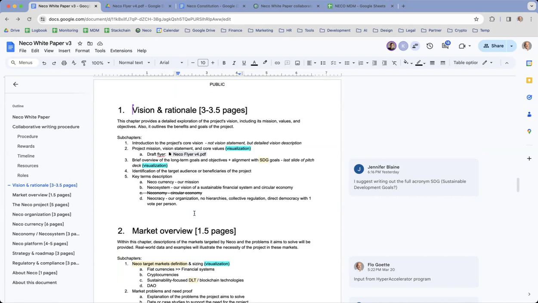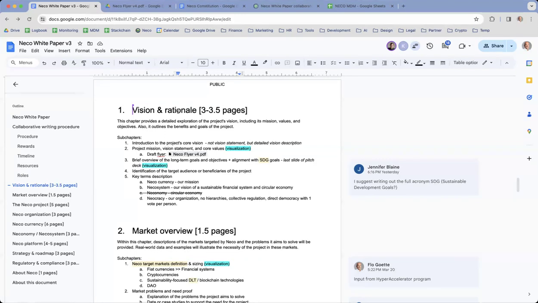And then last but not least is our organization, the Neocracy. The Neocracy is a decentralized autonomous organization built on the holacracy management system, which incorporates collective intelligence to manage the currency and the system collectively with all members. And these in general are the three parts of the entire Neco project. So going to each chapter now in detail.